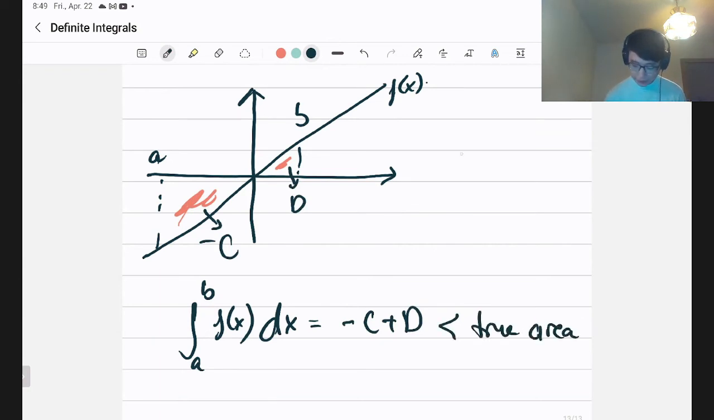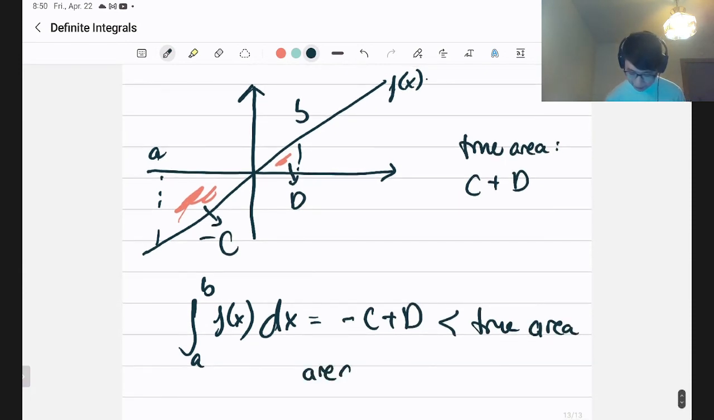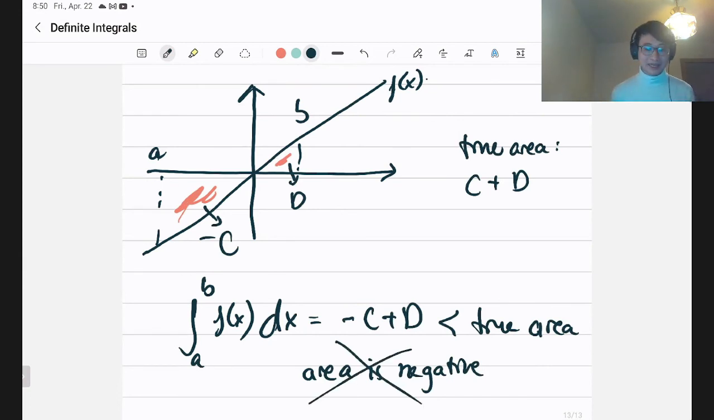What's the true area again? The true area is I want to take the area C plus D. And the craziest thing here is that the area is negative. Now, can an area be negative? An area can never, ever be negative. So this one is completely nonsense, not making any sense at all.